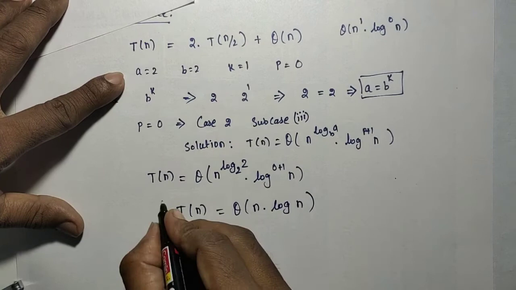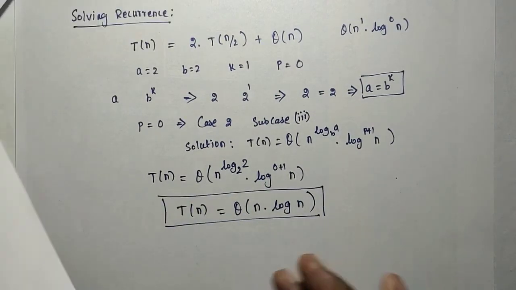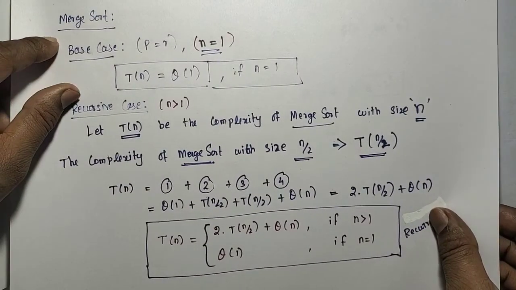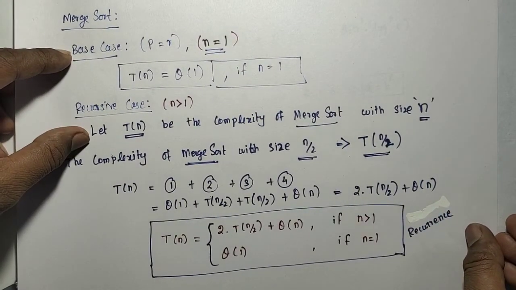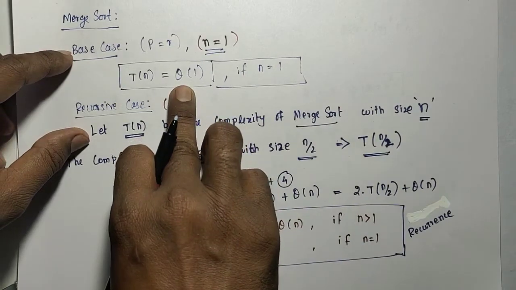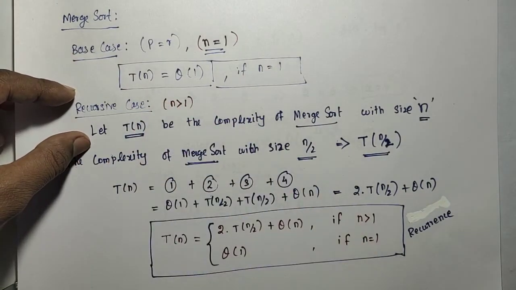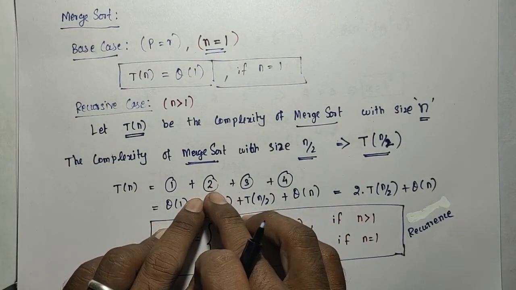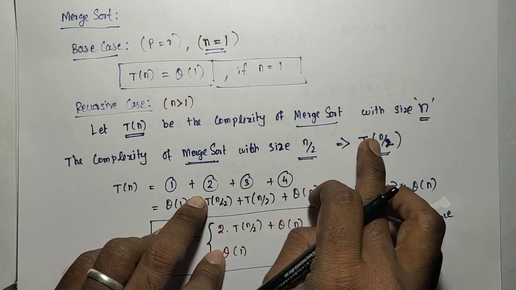Okay, so this is the final complexity of the merge sort algorithm. While analyzing the merge sort algorithm, we need to consider the two cases, base case and recursive case. Base case, it is the theta of 1. In the recursive case, n greater than 1. So in that case, 3 statements. One is a recursive call of the merge sort algorithm. That merge sort algorithm size will be n by 2.